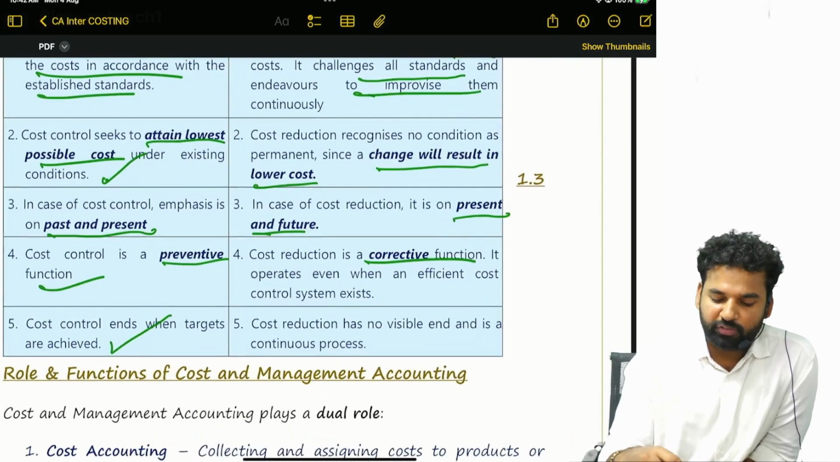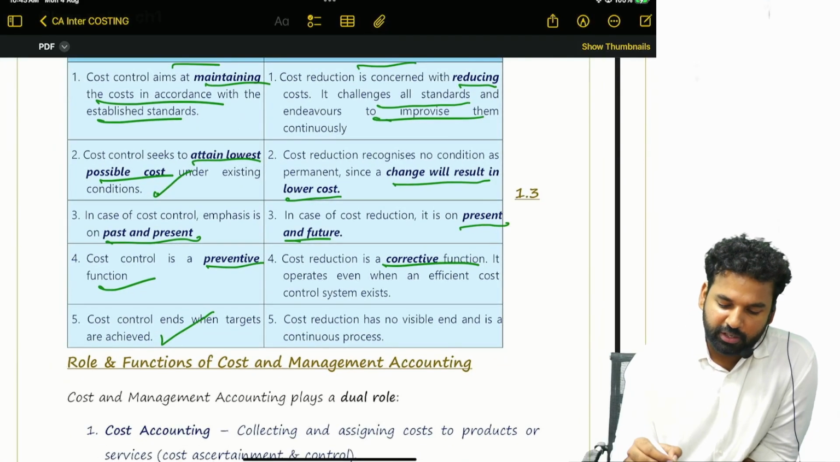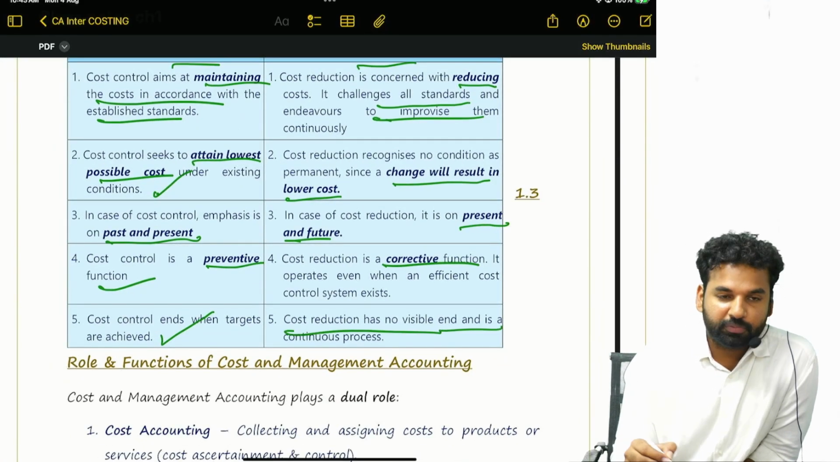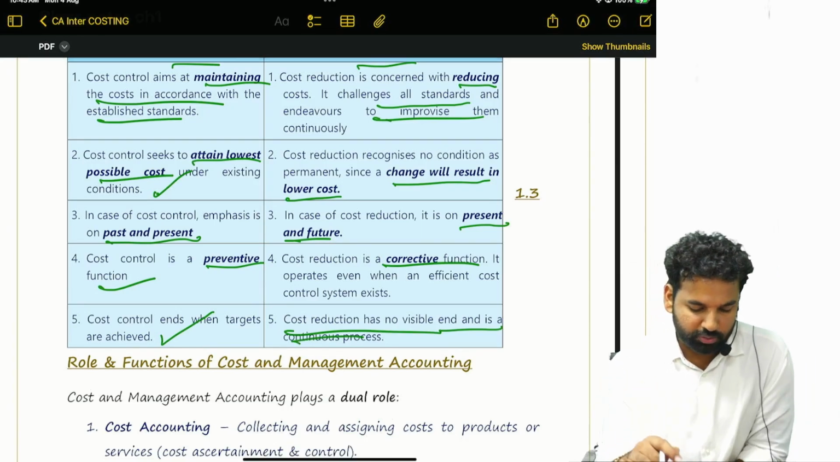Okay, we will analyze all the value chain elements, and then we will correct each and every element. So cost reduction has no visible end. There is no end for this process. It is a continuous process.